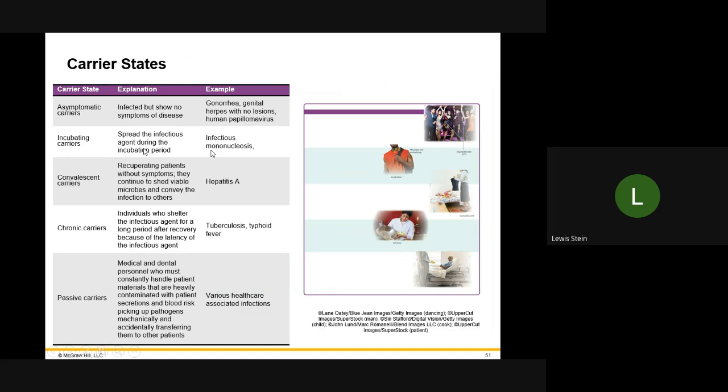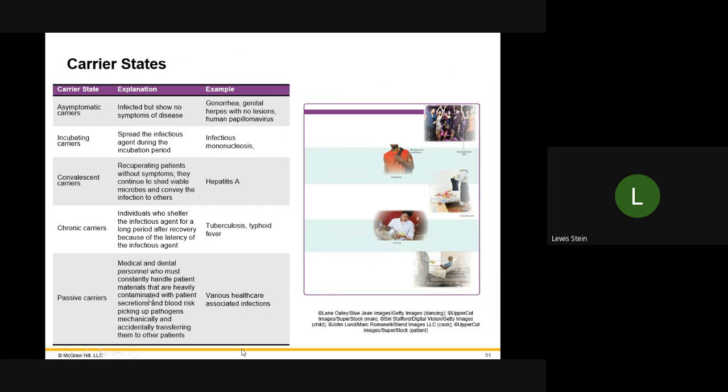During the incubation period, mono was such a big problem in close quarters that we see, and particularly that transition into the college environment, dormitory living, etc. Hepatitis A, convalescent carriers. That was one of the problems when we had that sort of outbreak. Maybe that was a convalescent carrier. Chronic carriers: tuberculosis, typhoid, and again, sometimes that was the very famous Typhoid Mary, an asymptomatic chronic carrier.